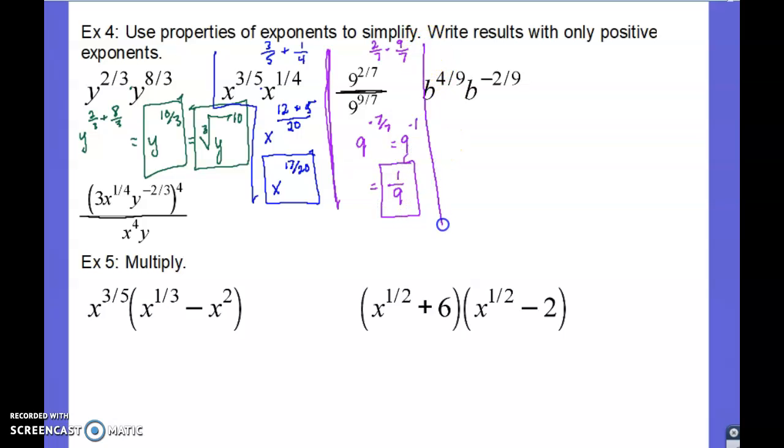And then one more example. This is kind of nice. They have the same denominator already. 4/9 plus -2/9 gives me b to the 4 plus -2 is 2/9. And this is acceptable, but just to give you practice one more time, it's the 9th root of b squared.